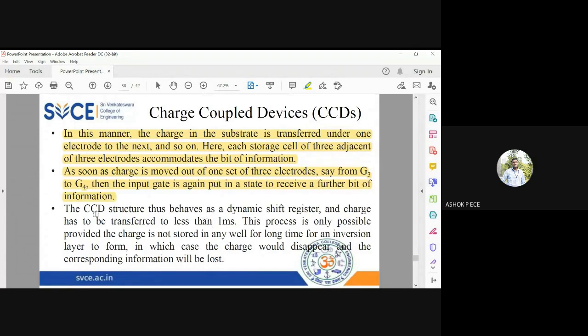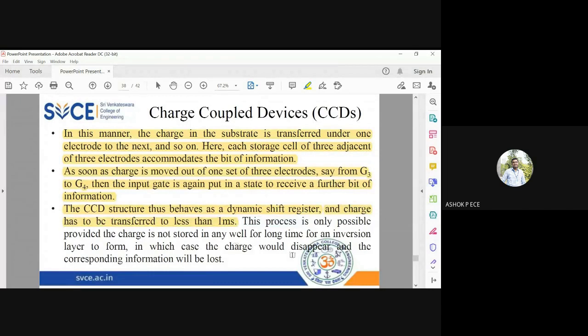So the CCD behaves like a dynamic shift register. Register, you know, is a memory device which stores one bit of information, and it is a shift register because charges are continuously shifted from one well to another well. And you see here, charge is transferred in less than 1 millisecond. So it is happening in a fraction of a second.